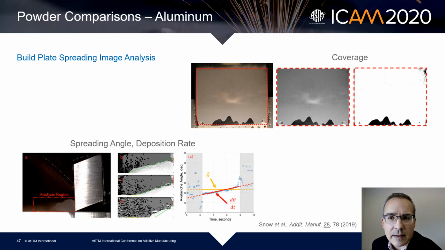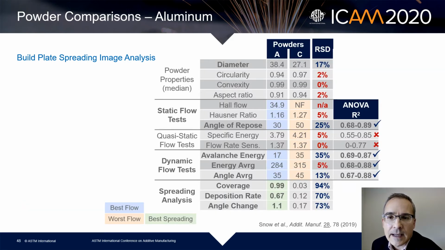The same group then developed their own spreadability test using image analysis from both the top view and side view. And again, they got some really good results and showed powder A, and here I've removed powder B just for clarity. They showed powder A again was the best spreading. So that backs up what the dynamic flow tests and the angle of repose showed. And in their case, the RSD for those were very substantial. So it was a very clear difference in those powders for those two.